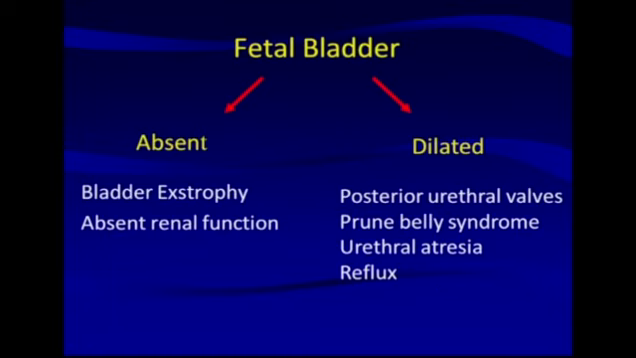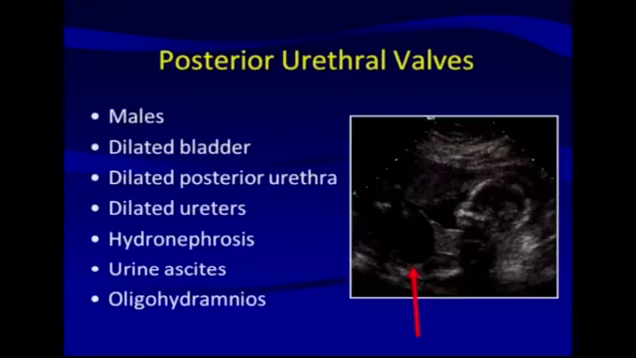Now, moving on to the fetal bladder, the abnormalities that we see on prenatal ultrasound involve the absence of the fetal bladder, in which case we're thinking of things like bladder exstrophy, or absent renal function, where no urine is being generated to distend the bladder with fluid. And we'll look at cases where the fetal bladder is dilated, in which case we are thinking about posterior urethral valves, prune belly syndrome, urethral atresia, or reflux.